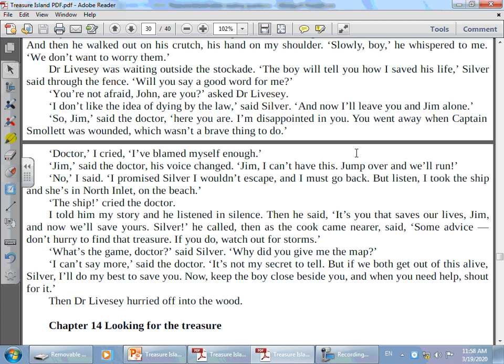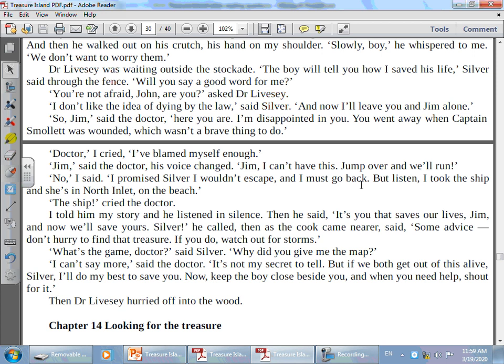The ship? Cried the doctor. I told him my story and he listened in silence. Then he said, it's you that saves our lives, Jim. And now we will save yours. Silver, he called. Then as the cook came near, said, some advice, don't hurry to find that treasure. If you do, watch out for storms.